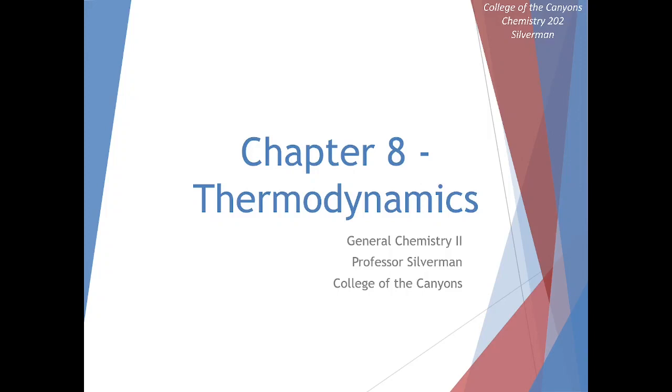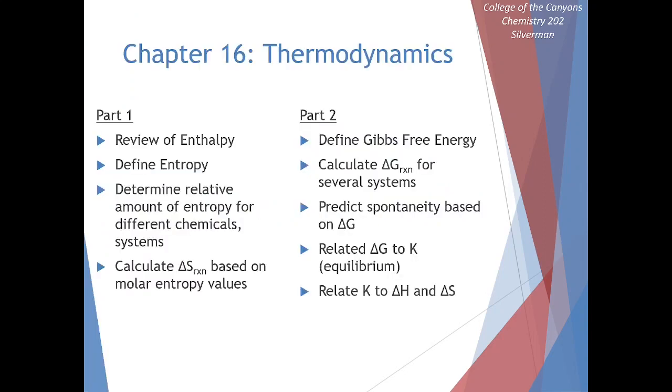All right, welcome in. We have one last video here for chapter 8 on thermodynamics. In this video, we will look at Gibbs free energy as a way to predict spontaneity. We will be able to calculate delta G using a variety of strategies, and we'll be able to relate it to our equilibrium constant.